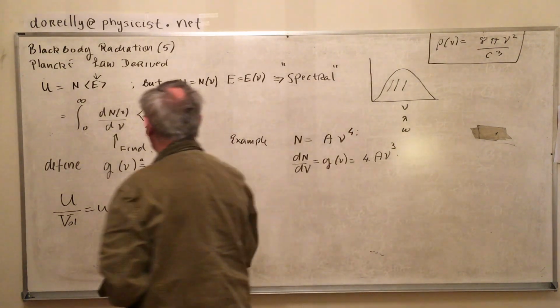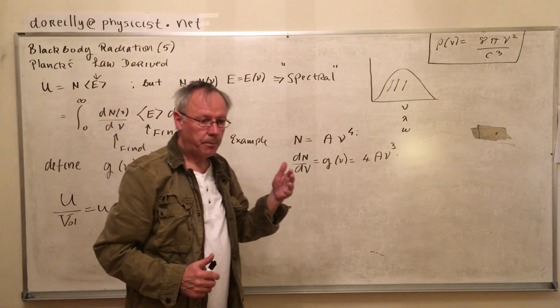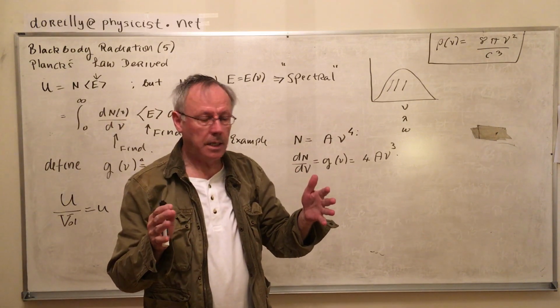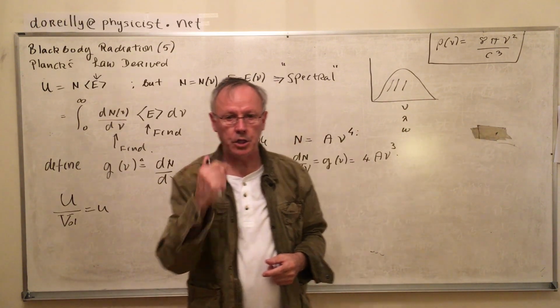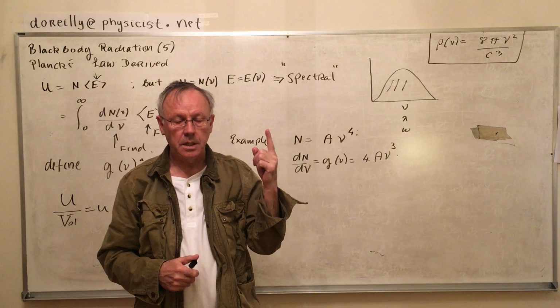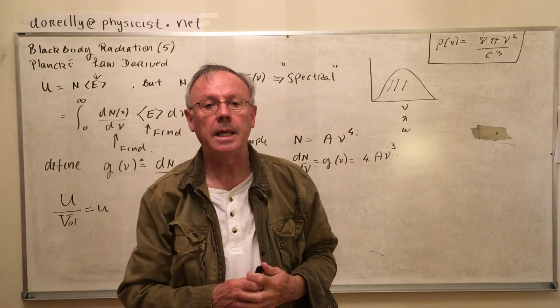So, first of all, some preliminaries. The total energy in a system is the number of particles, let's say, times the average energy per particle. If each particle has 1 joule of energy and there's 100 particles, then we have 100 joules of energy in the system.